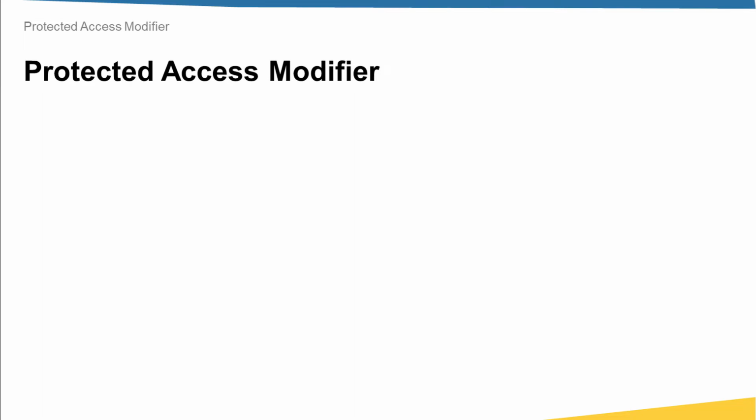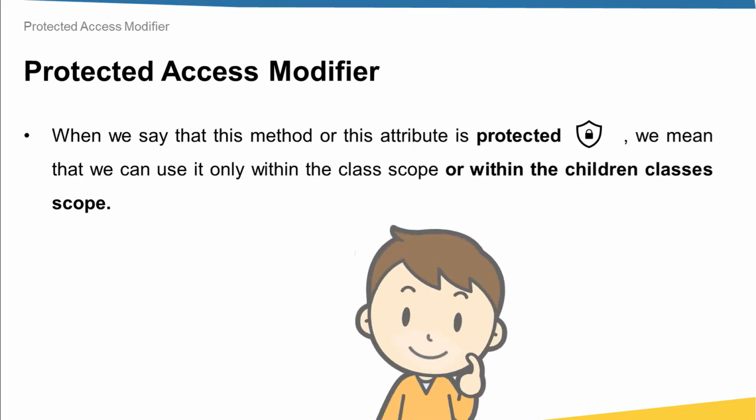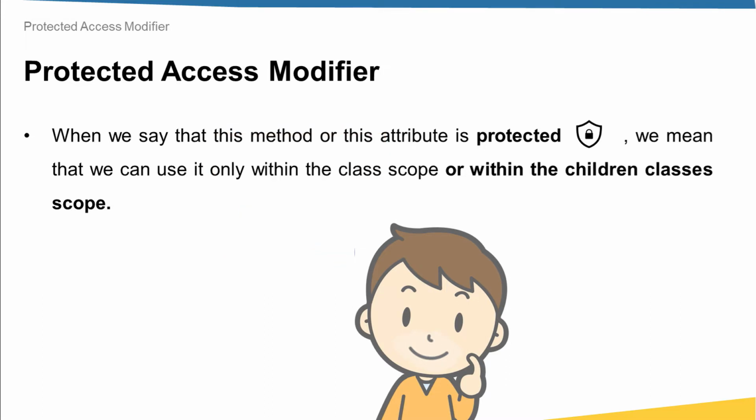So, what's the protected access modifier? Simply, when we say that this method or this attribute is protected, we mean that we can access this method or attribute only within the class scope or within the children classes scope. From this definition, we can understand that the protected access modifier imposes more restrictions on the places from which we can access these attributes and methods.